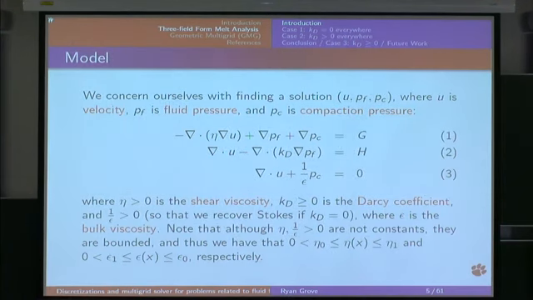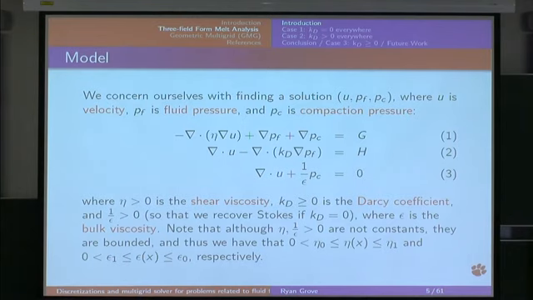All right, so the model that we're going to concern ourselves with. We're going to look for a solution: velocity, fluid pressure, compaction pressure. And these are the equations that we will be using. So, yes? It should be the symmetric gradient of u inside that. Give the beta. So instead of using the symmetric gradient, we're using the Laplacian to make the analysis easier? Okay, all right. Sorry. Is that the correct way of saying that?